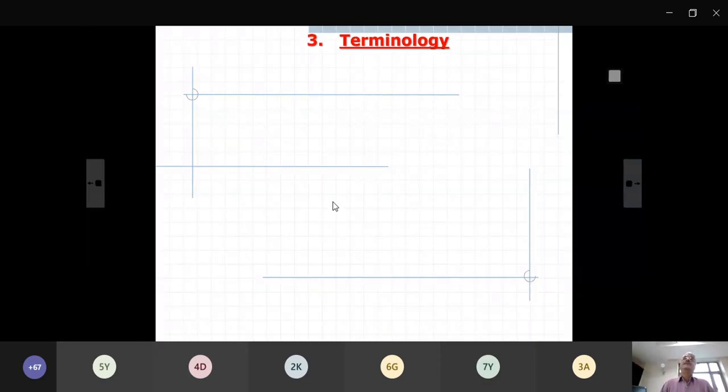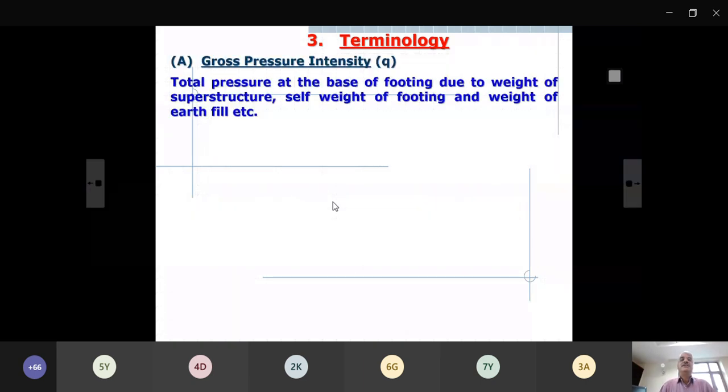Now we will see some terminology which we will use mainly in the context of open foundation, but maybe in other foundations also. And this terminology also is from the substructure code. First terminology is gross pressure intensity. What is gross pressure intensity?